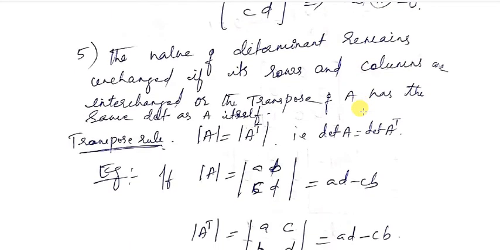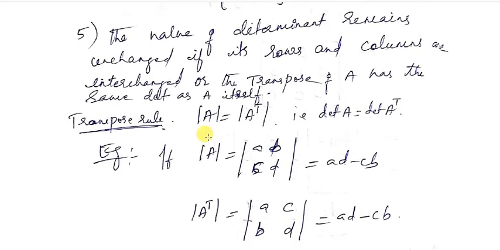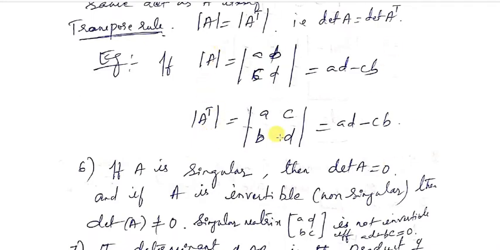The next property is called the transpose rule. This is very important. The value of the determinant remains unchanged if its rows and columns are interchanged. So determinant of A is equal to determinant of the transpose. If the matrix A is transposed, the value remains the same. Here I have shown this property in a 2 cross 2 determinant.